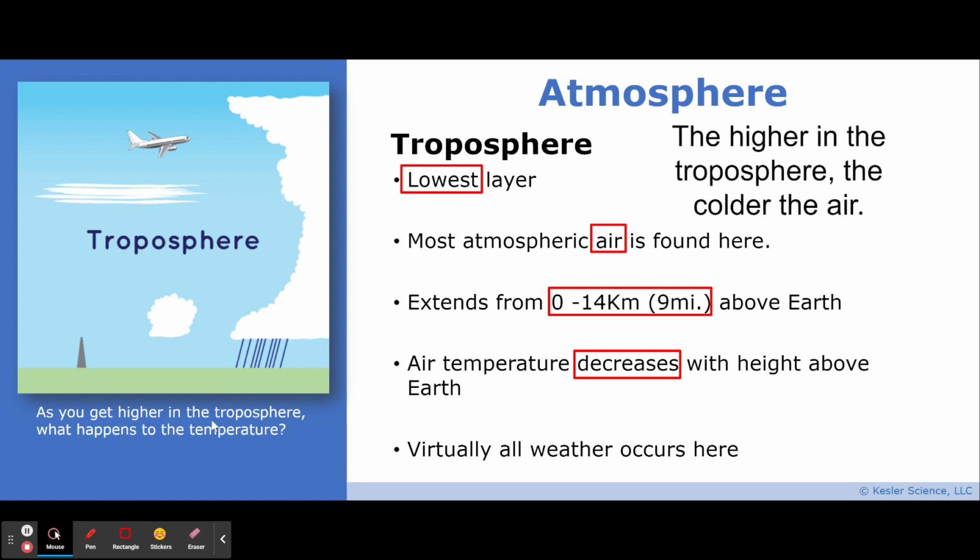And our question, as you get higher in the troposphere, what happens to the temperature? And I have it over here for you. Please make sure you write it down. The higher in the troposphere, the colder the air. Which kind of makes sense if you think about it, because this is what's closest to Earth. And think about mountains. When you climb mountains, it gets colder as you go up.